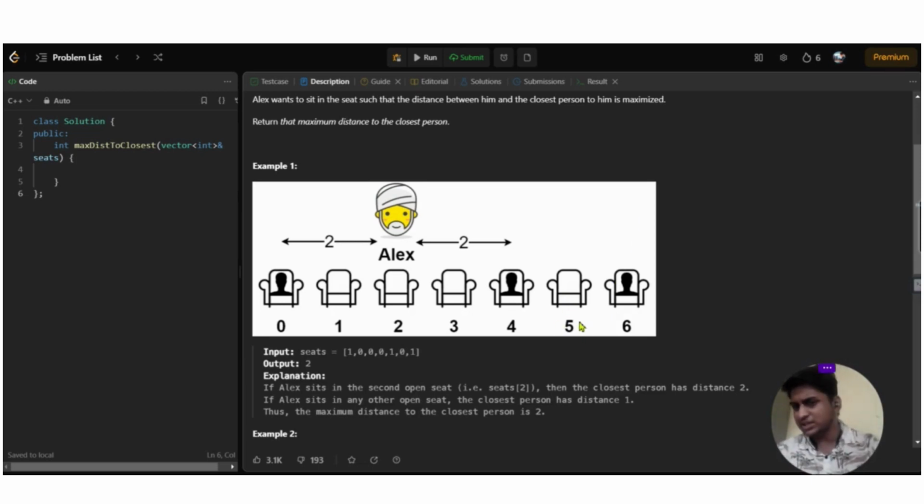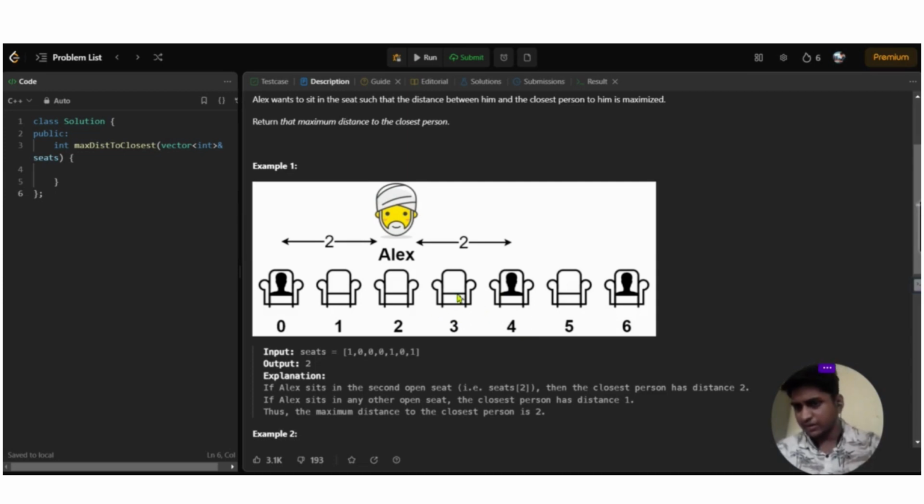This is very easy, because Alex is sitting at the 5th index and someone else is at the 4th and someone else is at the 6th. So both of them are the closest person to Alex, and both have a difference of 1. So if Alex sits here, the distance will be 1. But now let's check for other possibilities. The next empty seat we have is index number 3. If Alex sits here at index 3, who will be the closest person? First tell me that. The person sitting at the fourth index will be the closest.